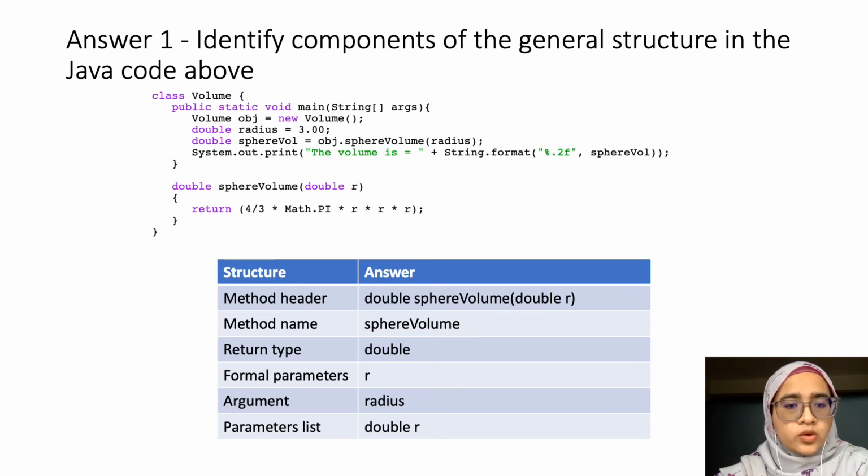Okay, the first one would be, the method header for the first code would be double sphereVolume double r, where you can take it directly from here. Okay, and the method name would be sphereVolume. Return type is double. Formal parameter is r. Okay, and the argument will be radius. This is the argument in the method call. And the parameter list will be double r.